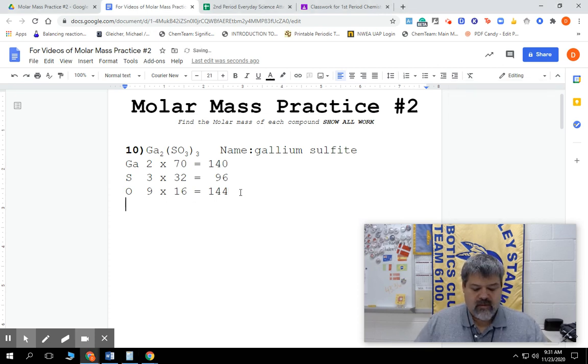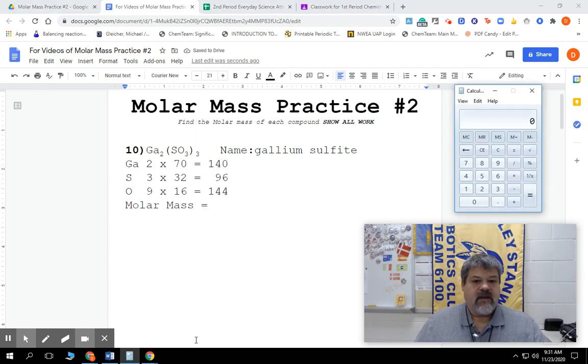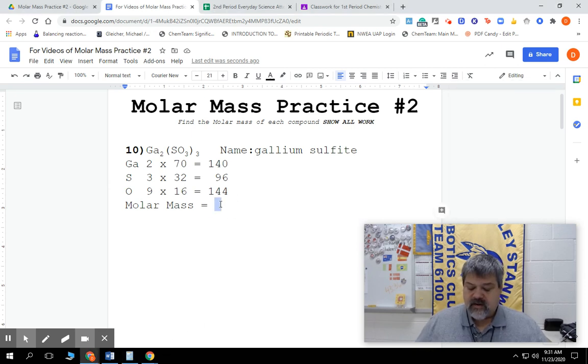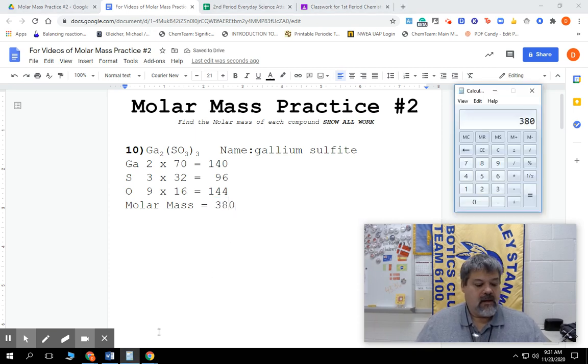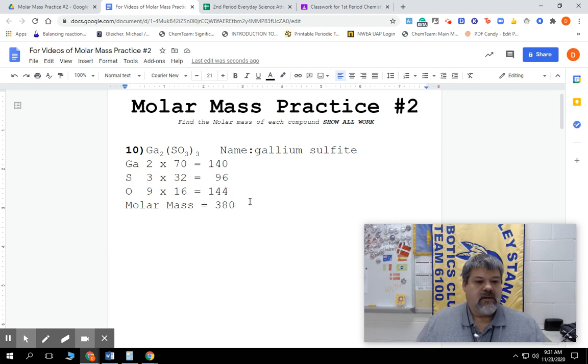So let's go ahead and add those all together, and we'll come up with our molar mass. I'm going to go ahead and put in our molar mass equals, and we're going to add those all together. So 140 plus 96 plus 144 equals 380. So we're going to put it in here, 380. Okay, and let's double check that again. 140 plus 96 plus 144 equals 380. And that's 380 what? We have to put this in here, so make sure that you put it in here. It's 380 grams of gallium sulfite.